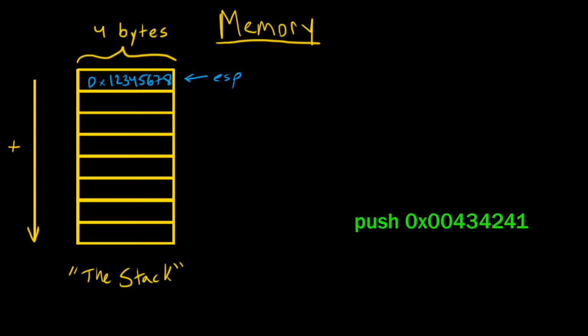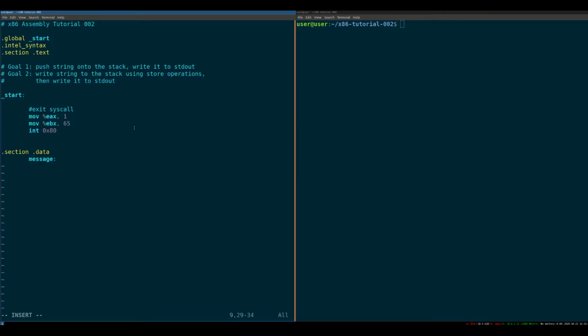So what we're going to do is write a little program that pushes something onto the stack, and we're going to print it out to the screen, right? This is going to be our first exposure to writing data to the stack. So let's execute the push operation. Push, and we're going to use this value, and I'll explain why in a little bit: 0x00434241. After we execute that, the top of the stack is going to have this value in it.